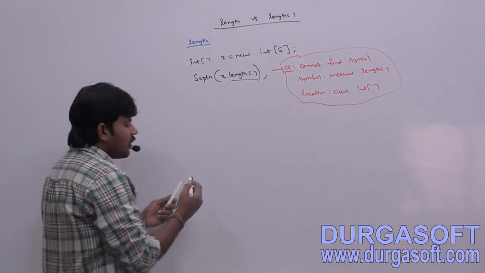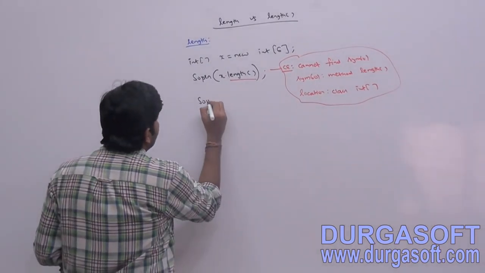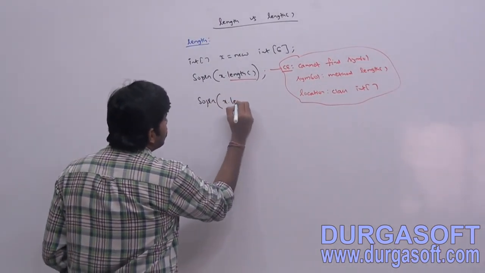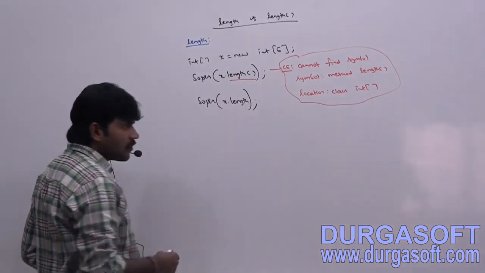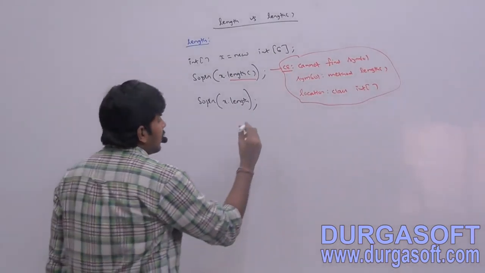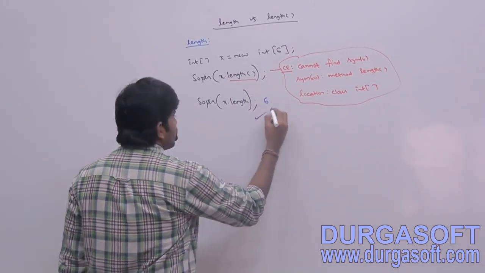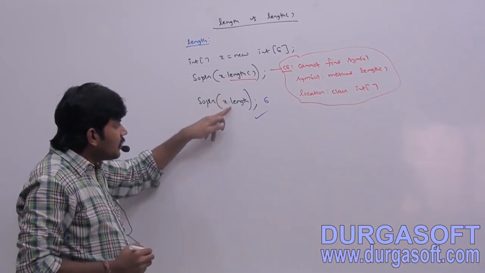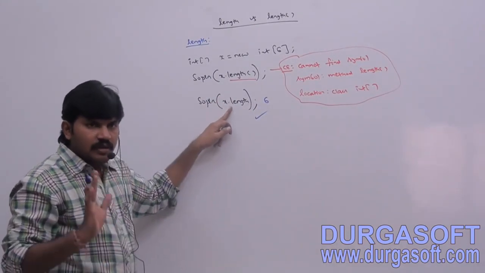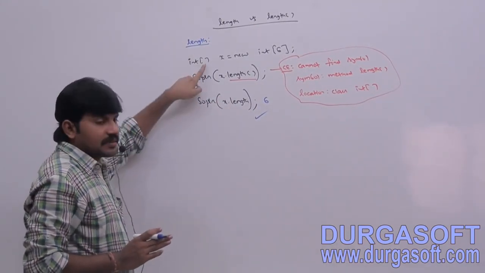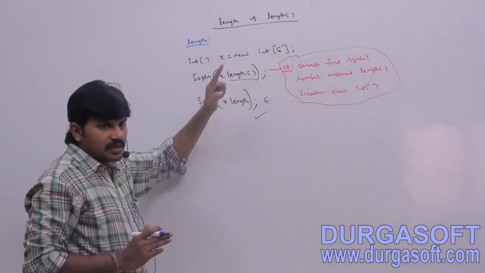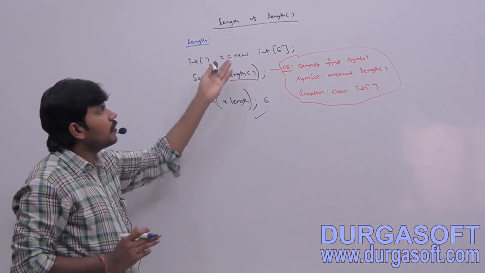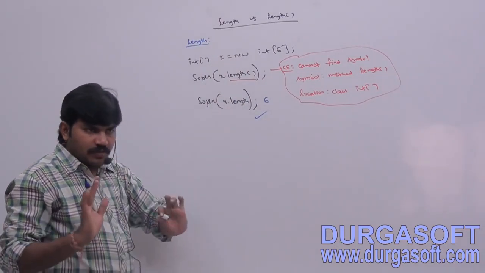Sir, this time I am taking System.out.println of x.length. Can you tell what the answer is now? SOP of x.length. What answer are we going to get? 6, by default. Are you getting it? So length is a variable applicable for arrays. Length variable represents the size of the array. What about the length method? We will discuss that. Are you able to understand?